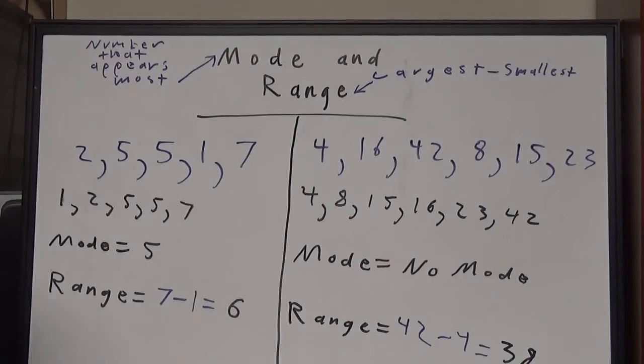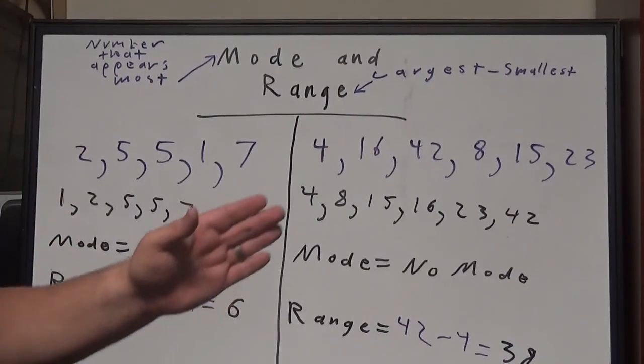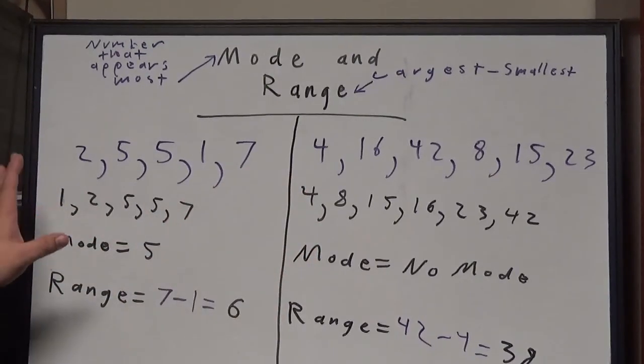Again, just to say one more time, mode is the number that shows up the most often in a data set, and range is your largest number minus your smallest. Make sure you put them in order if they're not already in order, and then you should be good to go.